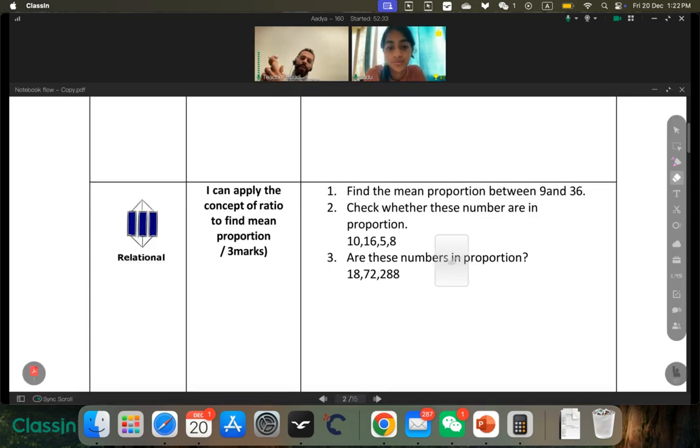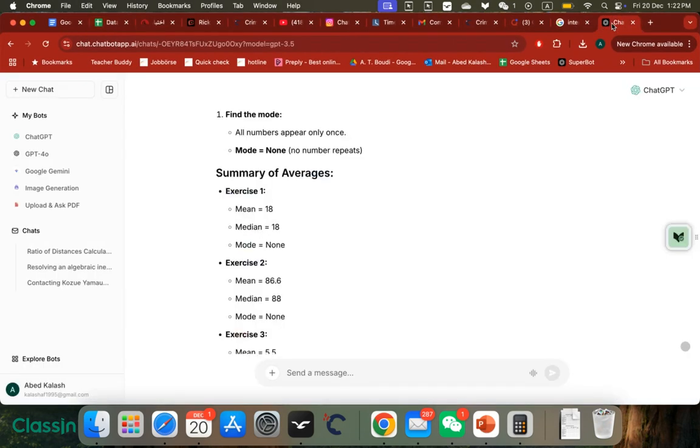Find the mean proportion between 9 and 36. So all the numbers from 9 till 36? That's what I'm trying. That's why I had the mind glitch right now. Give me a sec. What does she mean? Because she's saying mean proportion between 9 and 36. One sec.